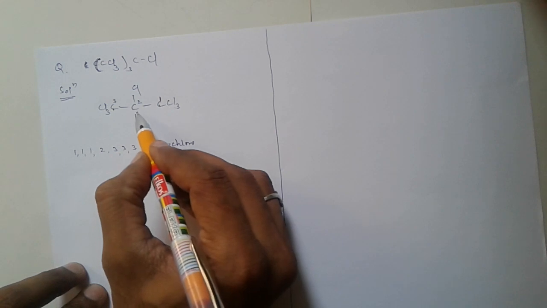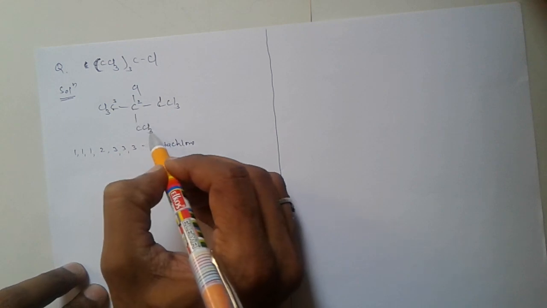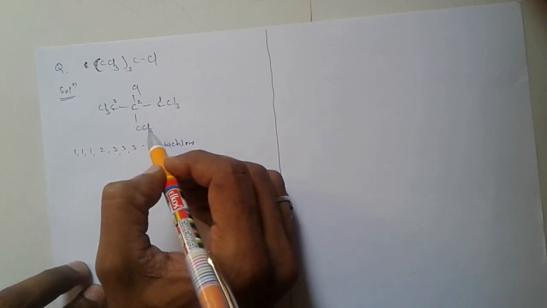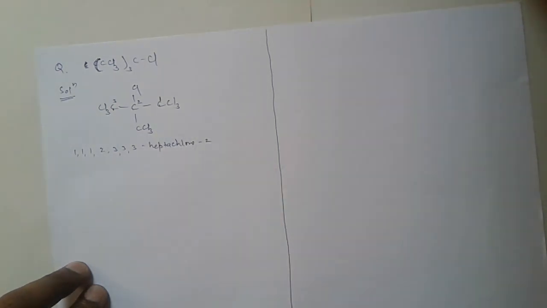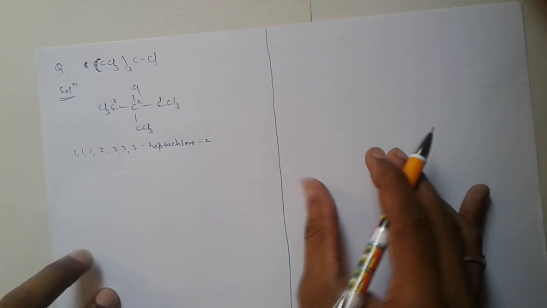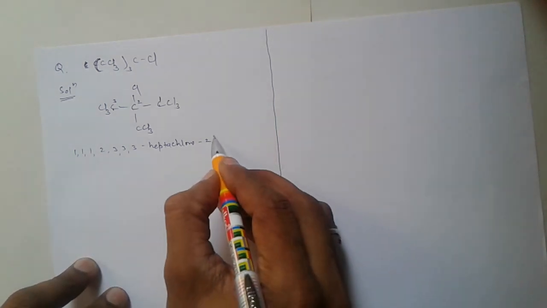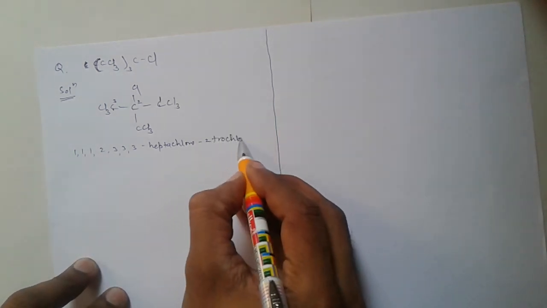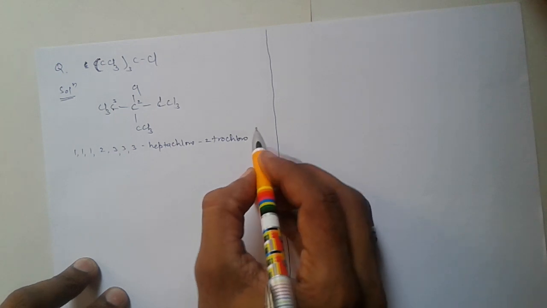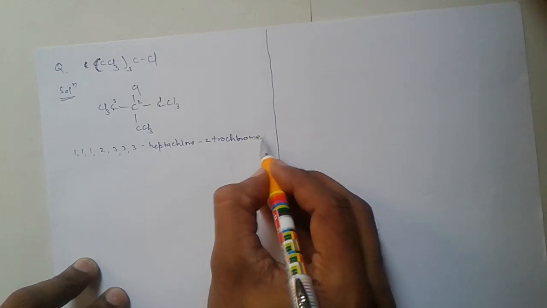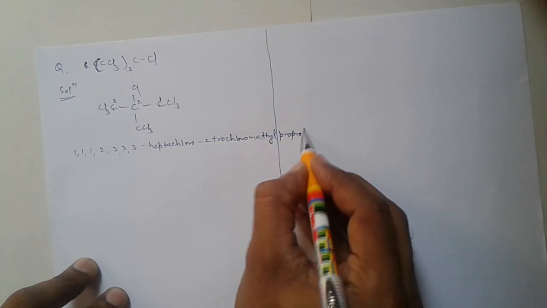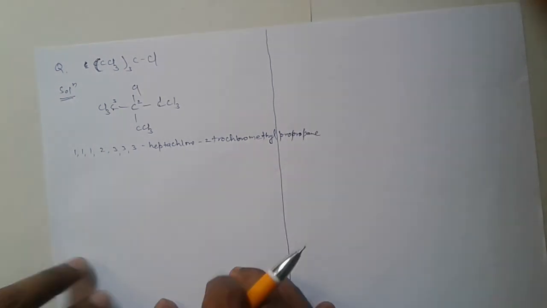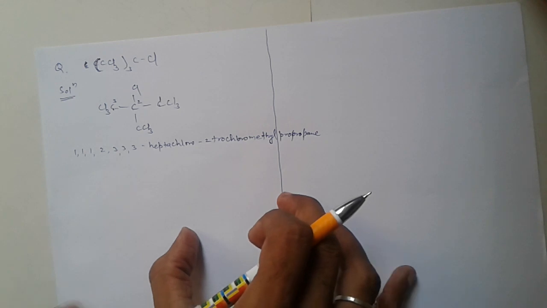It is a trichloromethyl substituent, with position 2. So, 1,1,1,2,3,3,3-heptachloro, 2-trichloromethyl propane. I think your answer will be right.